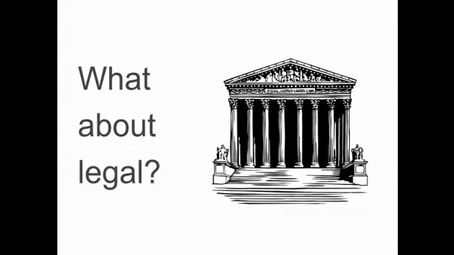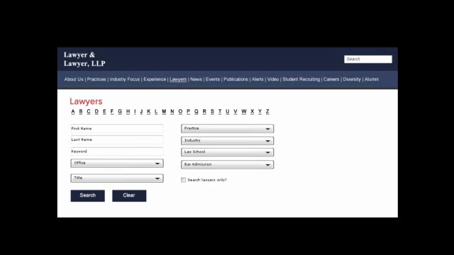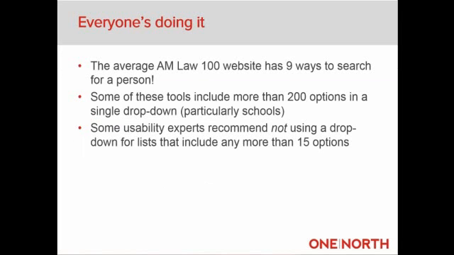So where do we see this in legal? Well, it's the people search. And this is what it looks like on Lawyer and Lawyer. And I know, right? Everybody's doing it. The average AmLaw 100 website has 9 ways to search for a person. To me, that's a lot. Some of these different drop-downs I've seen have over 200 options in a drop-down. This is particularly true when we look at schools for some of the larger firms.